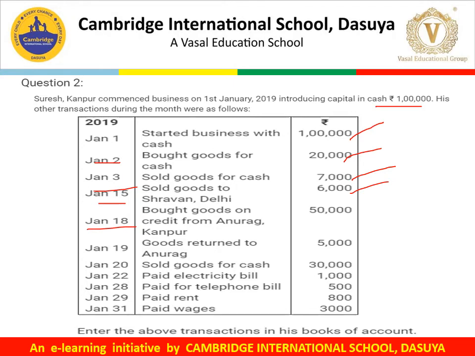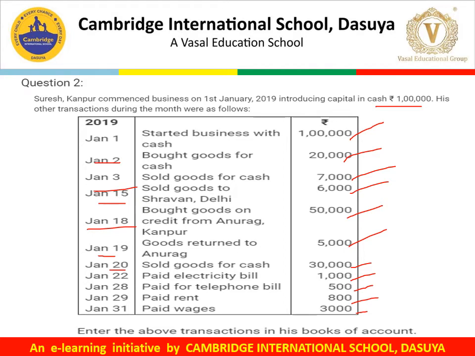Then on January 18, bought goods on credit from Anurag of Kanpur. Then on January 19, goods returned to Anurag 5,000. On January 20, sold goods for cash rupees 30,000. Paid electricity bill 1,000. Then on January 28 paid telephone bill, then 29 paid rent, and on January 31st paid wages to temporary employees, whereas salaries are paid to permanent employees. Then enter the above transactions in his books of account.